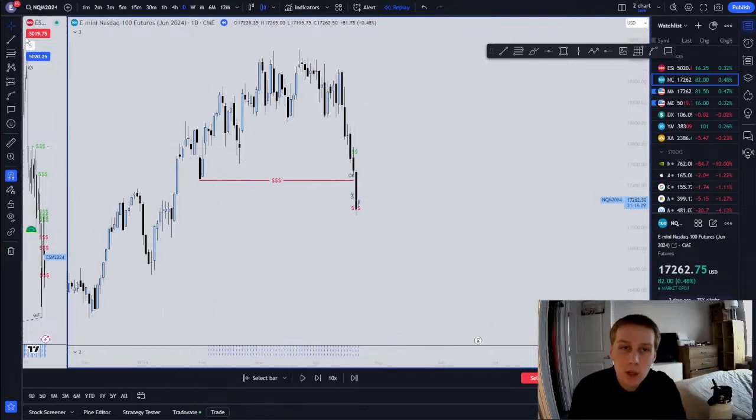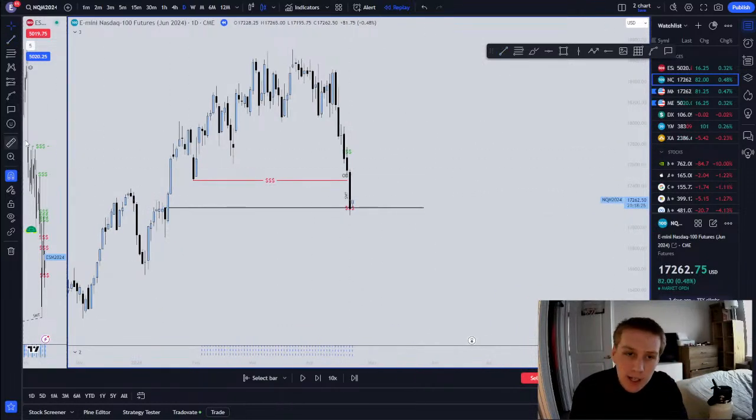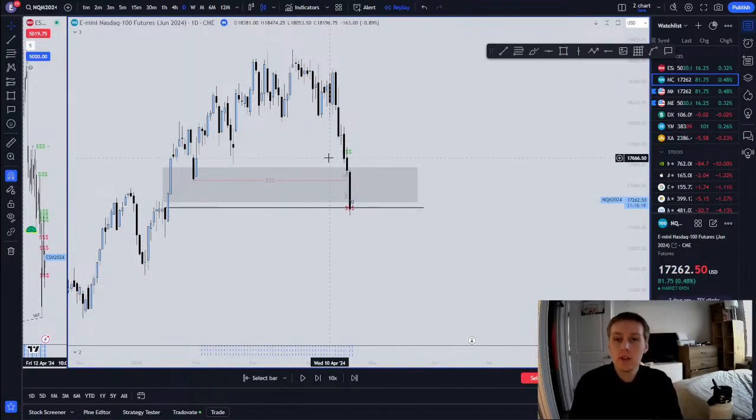We've now come into an area. We have a daily order block here. We also have a daily imbalance here. And we have now taken this low. This looks pretty bearish, but I want to see how we react off this level.